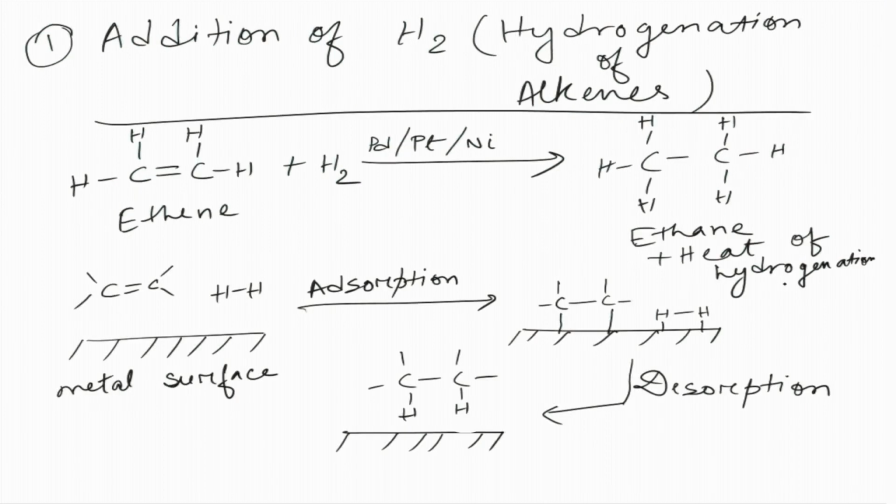In this mechanism, since both these molecules were adsorbed on the metal surface, when these hydrogens bond with the alkene, they will add from the same side. Let us say first one hydrogen is bonded and the other carbon is still bonded to the metal surface. Now, when the other hydrogen bonds, this was also bonded to the metal surface, so this hydrogen will also attack from the same side. So, this is called syn addition.